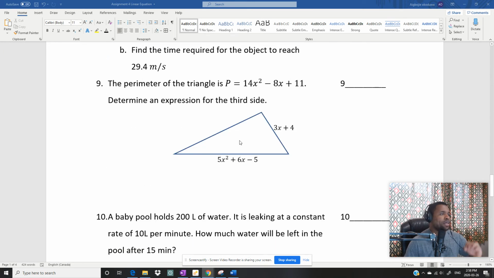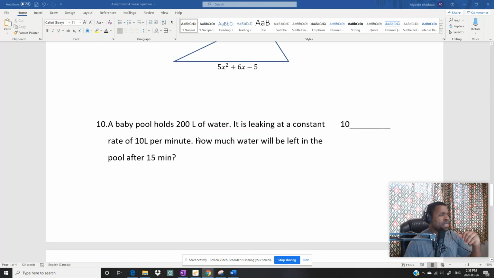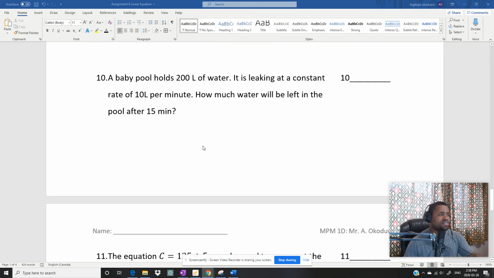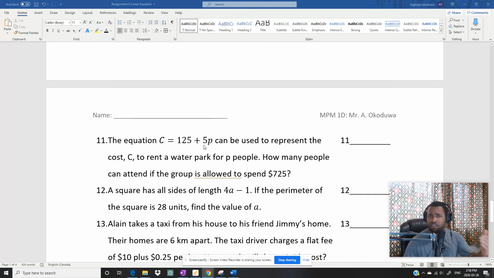And 9 here involves perimeters again, and in here you're asked to determine this unknown side right here. And for 10, you have a baby pool which holds a specific volume of water, and in here you're asked to determine how much water will be left in the pool after 15 minutes. So in here you're associating volume with time. These are interesting things that are actually going to be explored in these linear equation assignments.